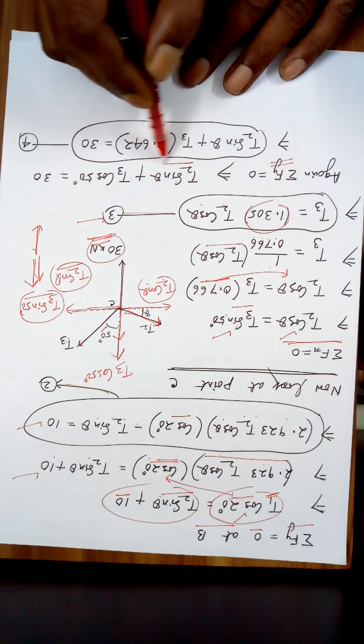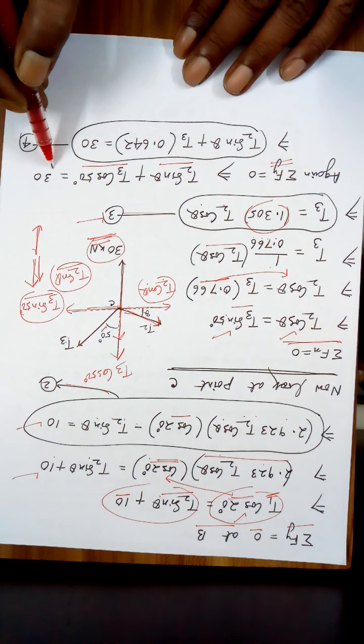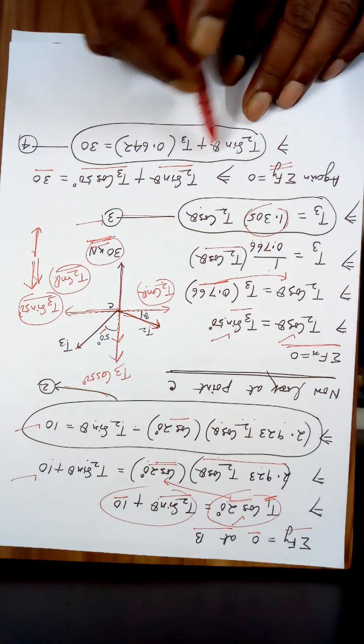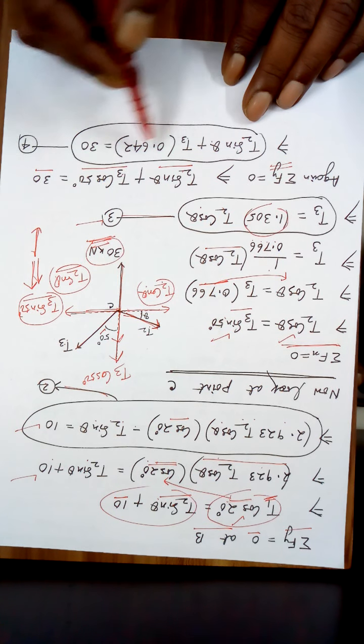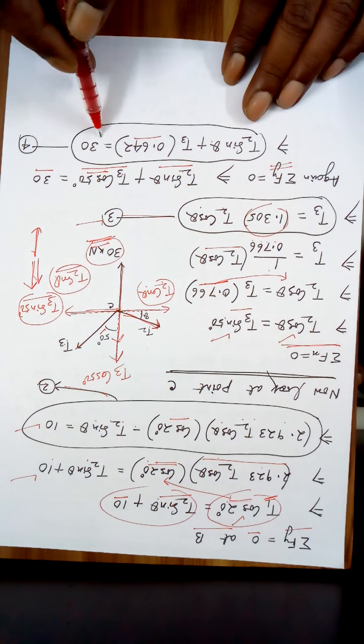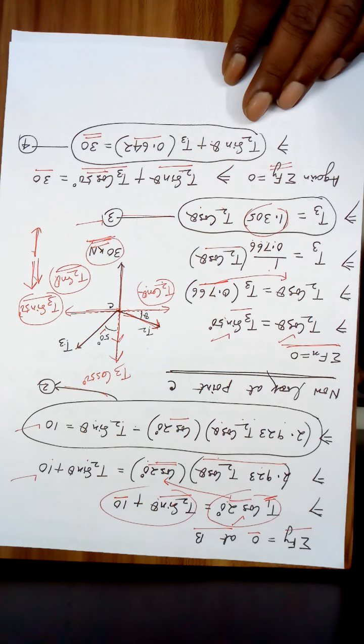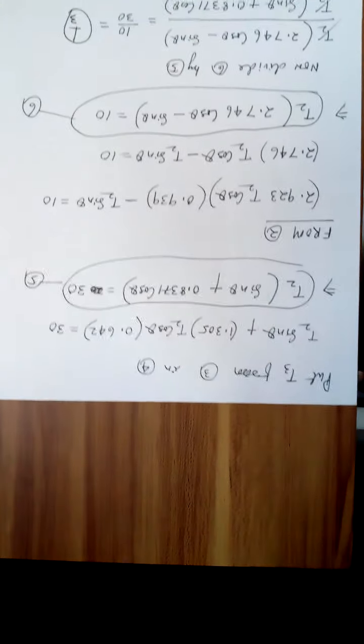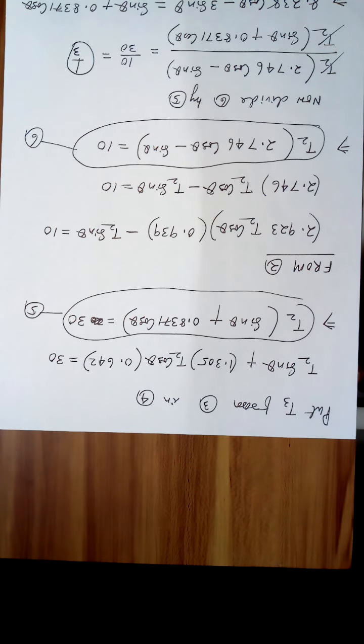So T2 sine theta plus T3 cos 50 is equal to 30. So from this, T2 sine 30 remains the same, T2, I put the value of cos 50 here, so that is equal to 30. Right. Now put T3 from 3. Now put T3 from 3 in 4.